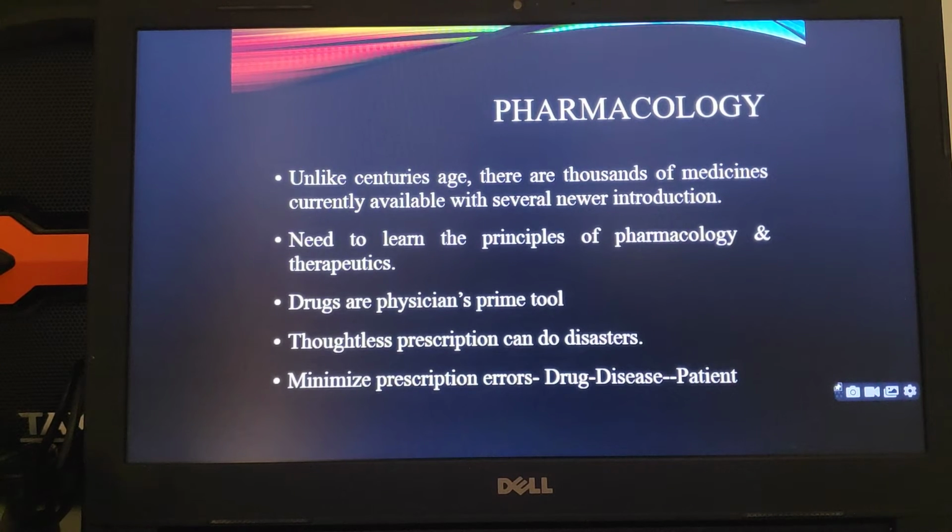Drugs, as we know, are the prime tool for physicians, and any thoughtless prescription can do significant harm to the patient. The goal should be to minimize prescription errors, and it can be done only by a thorough understanding of the drug, the disease, and the patient.